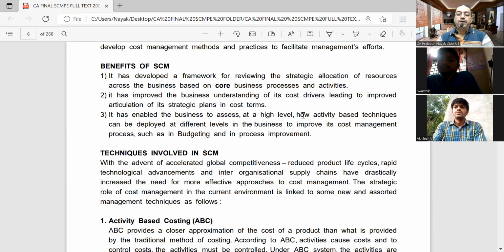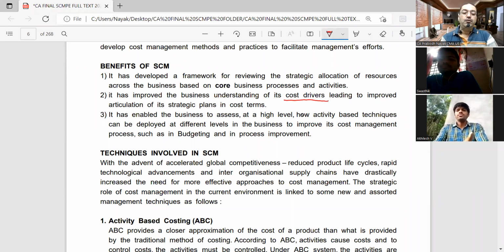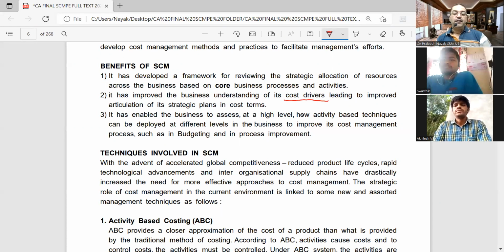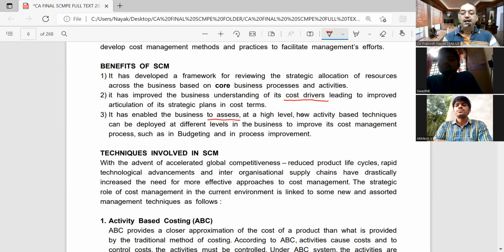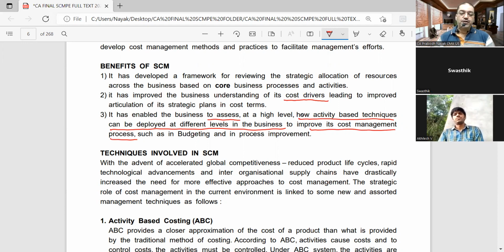It has improved the business understanding of its cost drivers, leading to improved articulation of the strategic plans and cost terms. And third, it has enabled the business to assess at a high level how the activity-based techniques can be deployed at different levels in the business to improve the cost management process. Okay, so these are the benefits of strategic cost management.